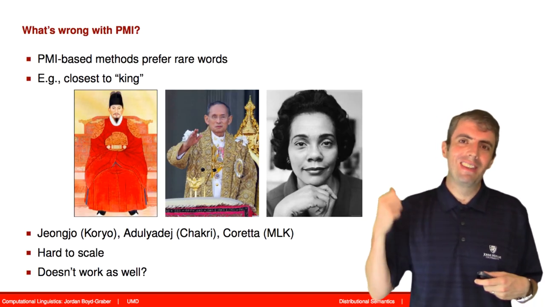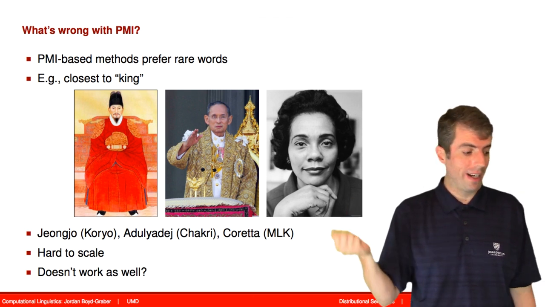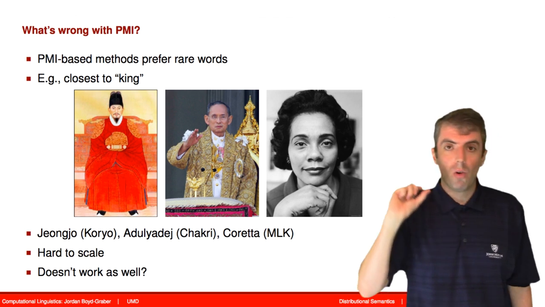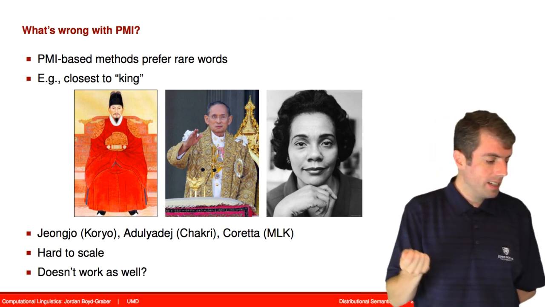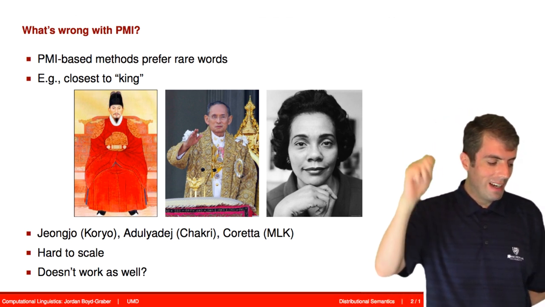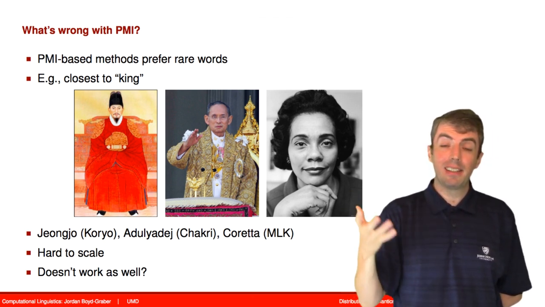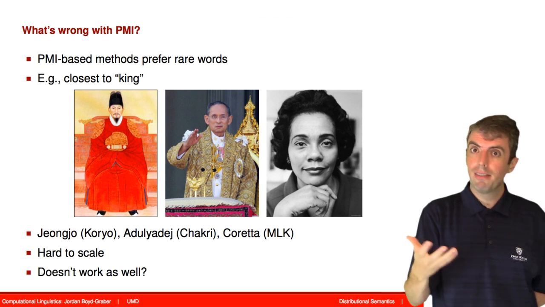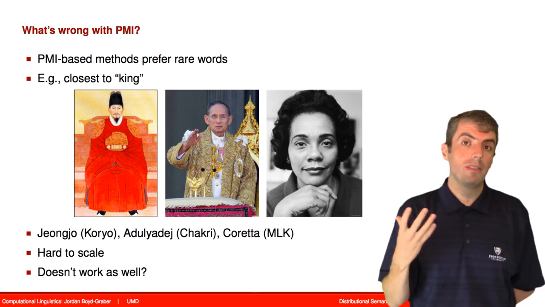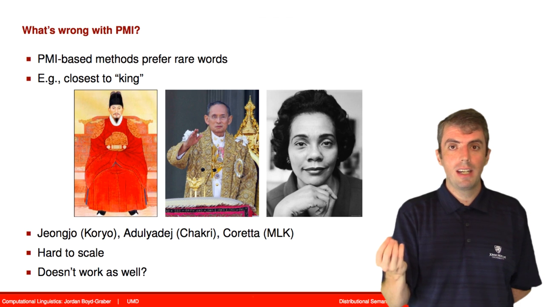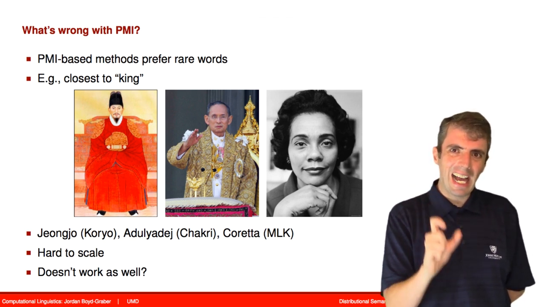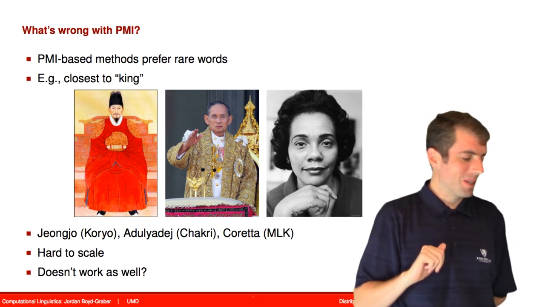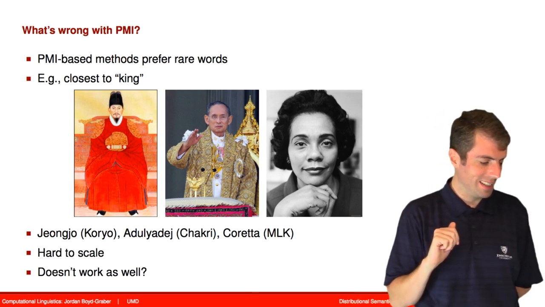One of the problems with these approaches is that they're overly sensitive to rare words. For example, if you look at what are the things closest to king, you get very, very specific examples and not necessarily the kind of associations that a human would have. These approaches have access to large amounts of information, and they can find associations that are very specific and very accurate, but not necessarily representative of what, say, a normal person would think of when you say the word king.